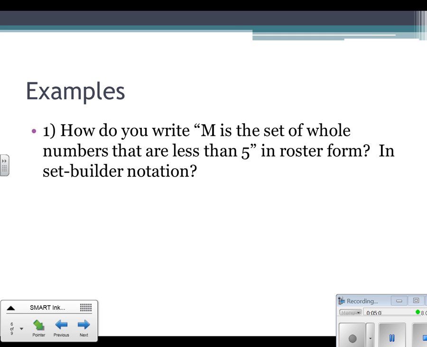How do you write M is the set of whole numbers that are less than 5 in roster form and then in set builder form? We'll start with roster form. We would write M and then equals. In the braces, we would list those whole numbers that are less than 5. So 0, 1, 2, 3, 4. That would be roster form.